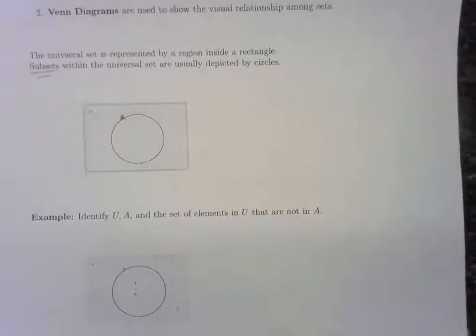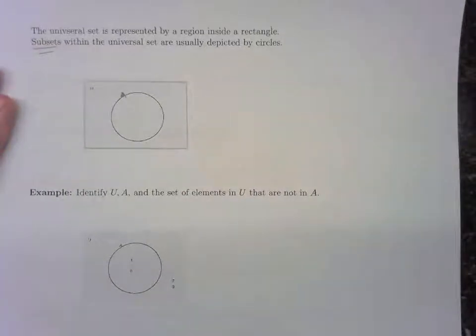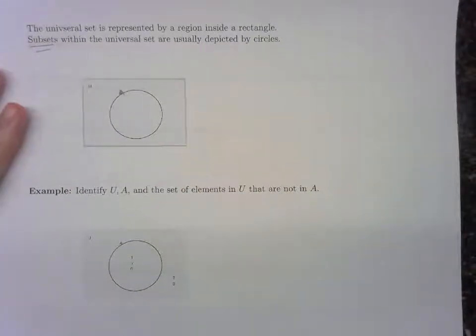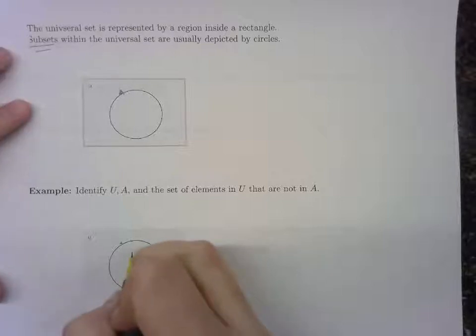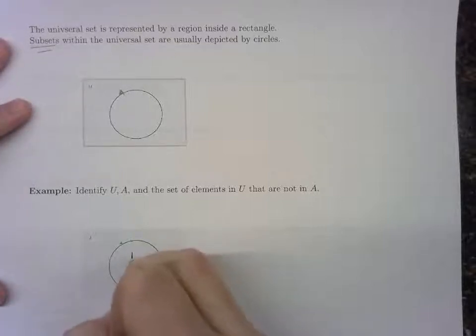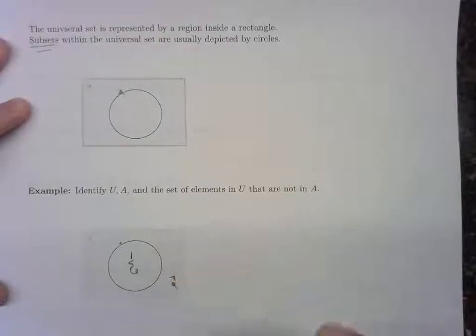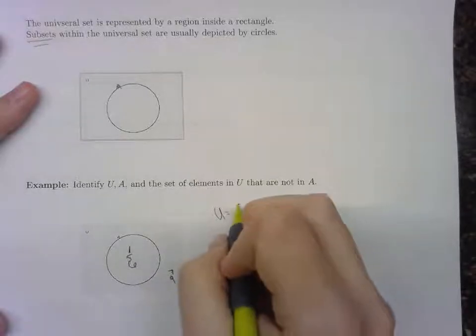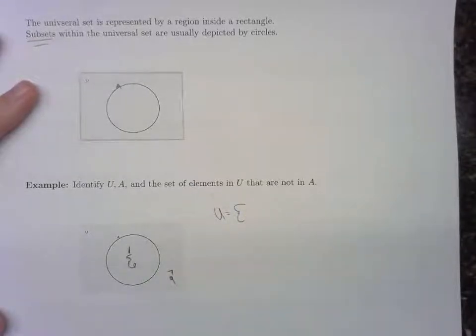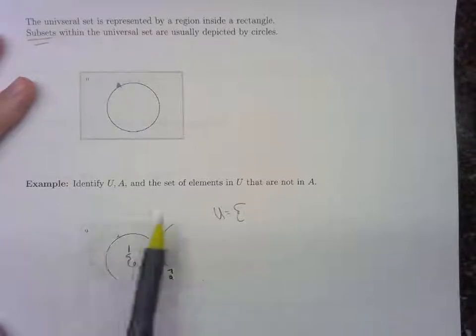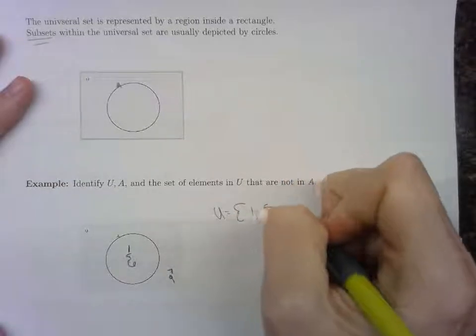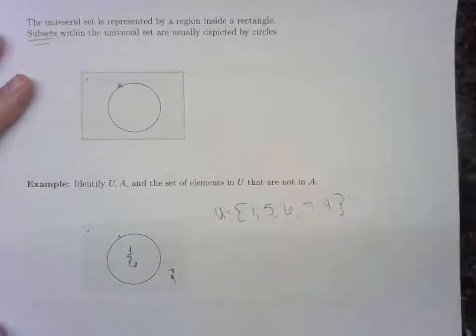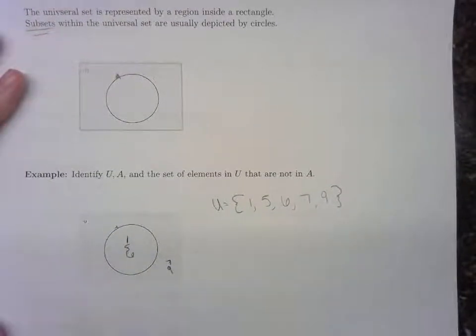Okay, so example, it says identify U, A, and the set of elements in U that are not in A. First of all, I'm going to rewrite these numbers because they're hard to see. It's 1, 5, 6 in the circle, and then 7 and 9 outside of it. So we first need to identify the set U, which I'm going to write in roster form. I think that's the easiest way here. And U is just everything you see in this rectangle. So we have a 1, a 5, a 6, a 7, and a 9. The 1, 5, 6 is also in the circle, but it's also a part of the rectangle. So U is everything you see.